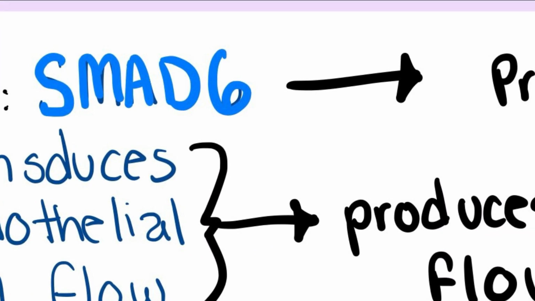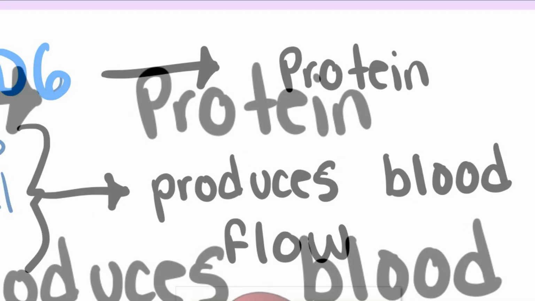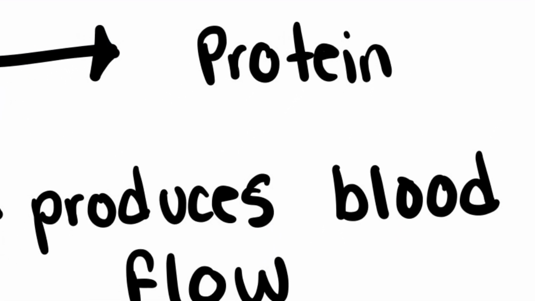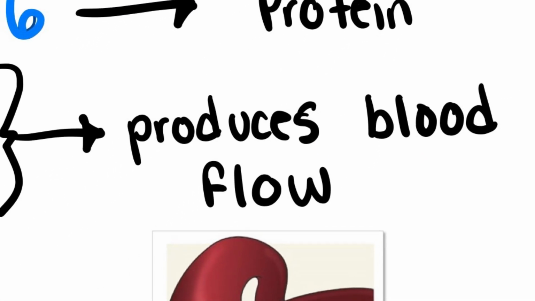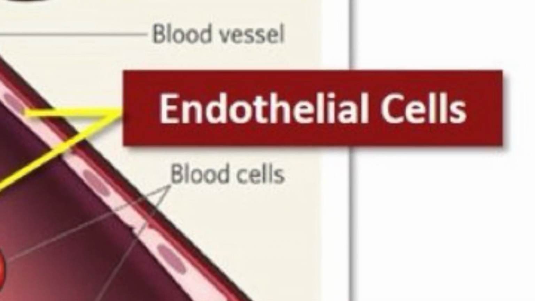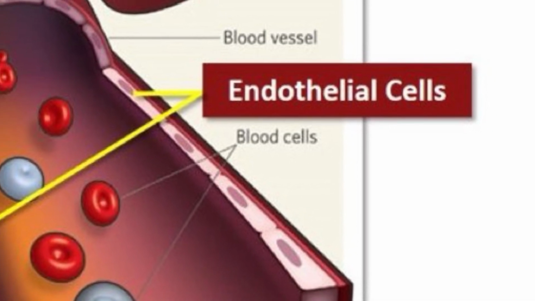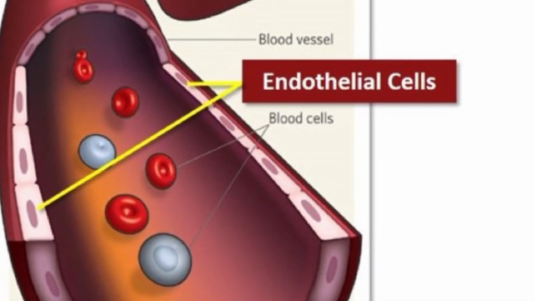To begin, let's look at the first section. SMAD6 may look a little strange, but for now, we can note that this is a gene that codes for proteins. This experiment then found that this protein uses the endothelial cells to promote blood flow. Here in this image, we see that the endothelial cells are cells that coat the blood vessel.